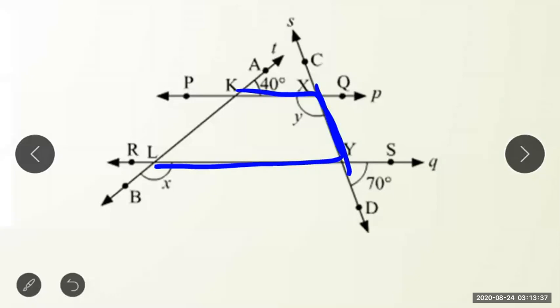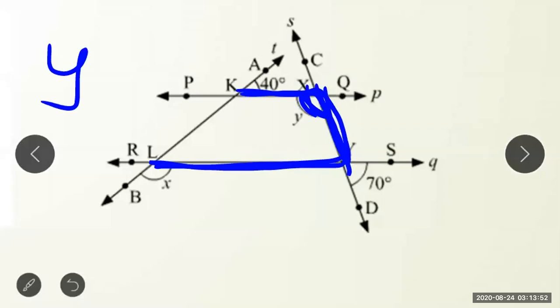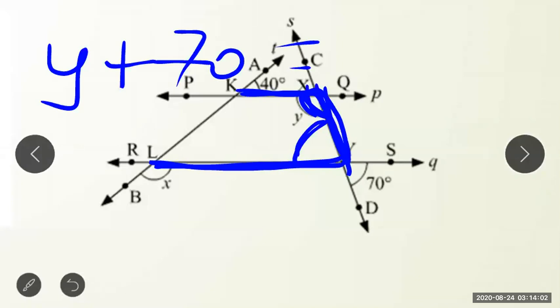So what you have to do? You have to add it: angle KXY plus angle XYL equal to 180 degrees. Now here, what is the value given? This is given, Y plus what we got is 70 degree. Previously we found out, because it is an opposite angle, vertical opposite angle. So Y plus 70 equal to 180 degree.